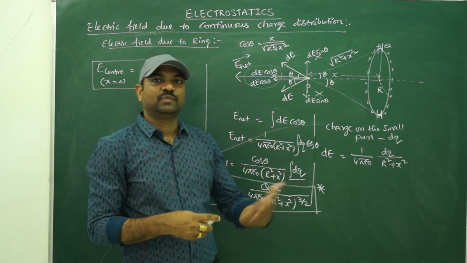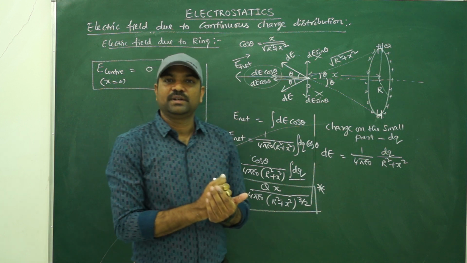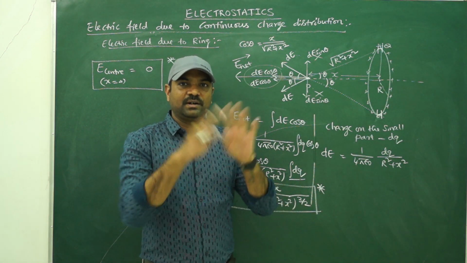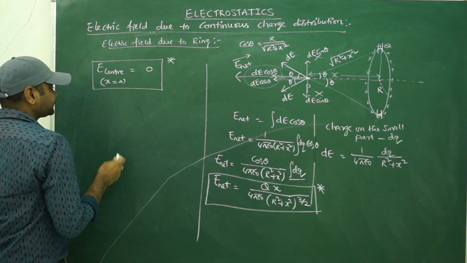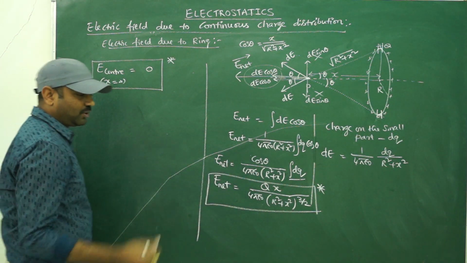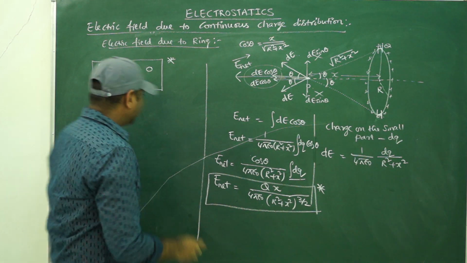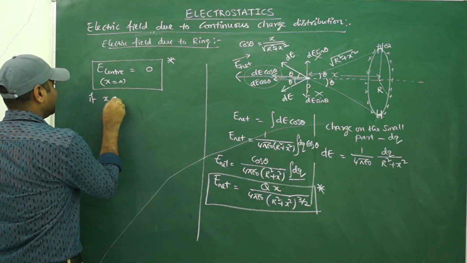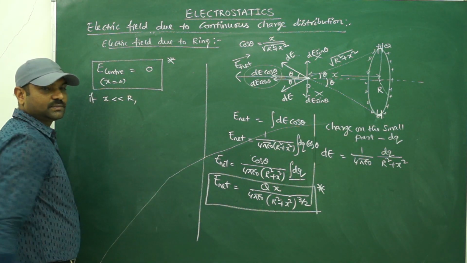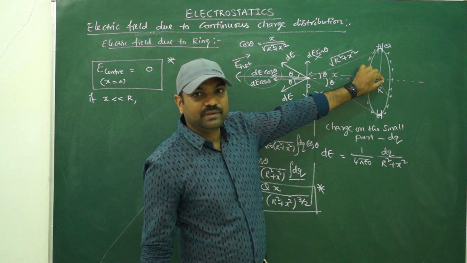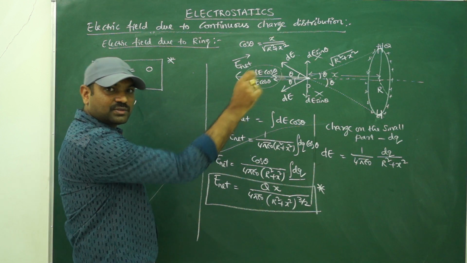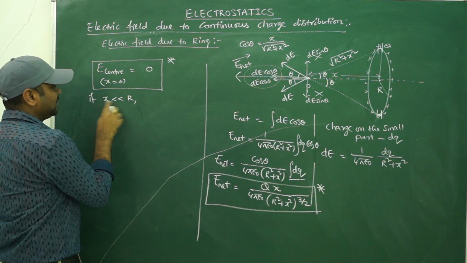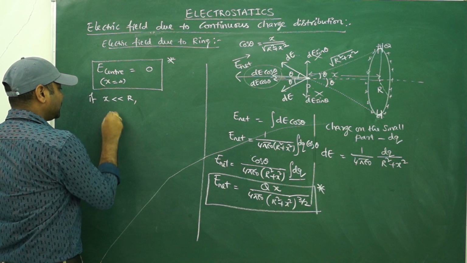So if more demand comes from the viewers, then I'll make a different video on the non-uniform distribution ring. Okay. Now here one more analysis, that is, if x is very small compared to r, that means I am taking the point very close to ring. If I take the point very close to center of the ring, then x value will become very small compared to r. Then what about the field value?